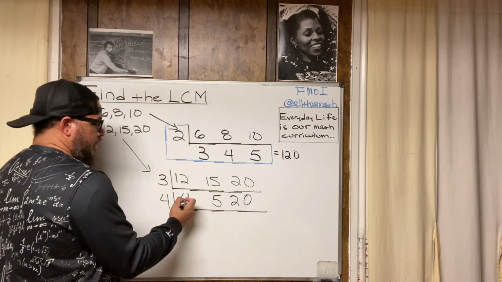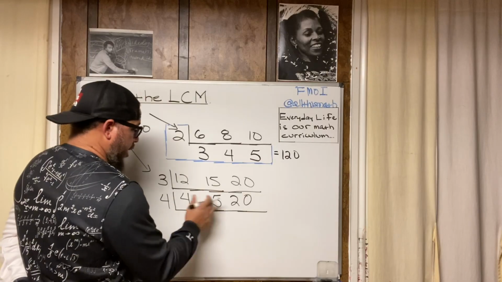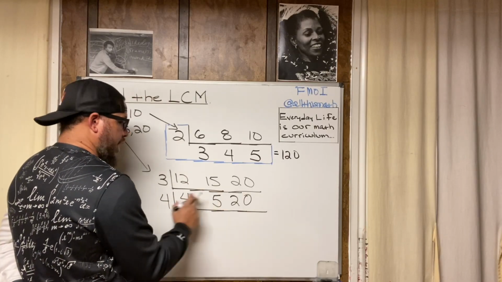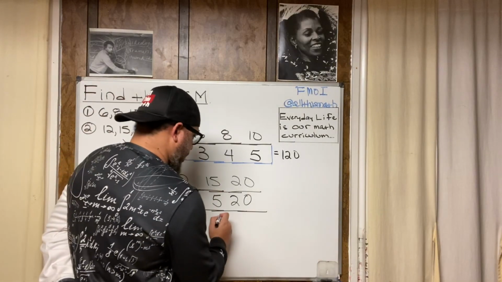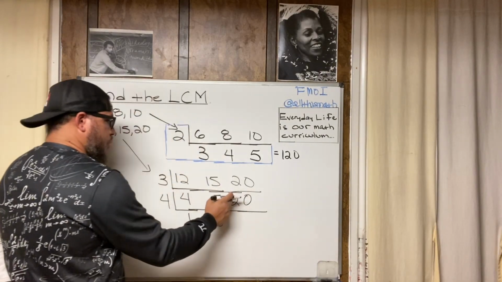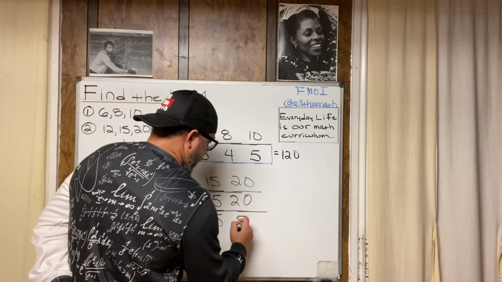So now I'm doing division. 4 divided by 4 is 1. Write that down there. 5 divided by 4: 4 is not a factor of 5. So when that happens, you just drop the number down. Just bring it down. And then we do 20 divided by 4. 4 is a factor of 20, and now we got 5.